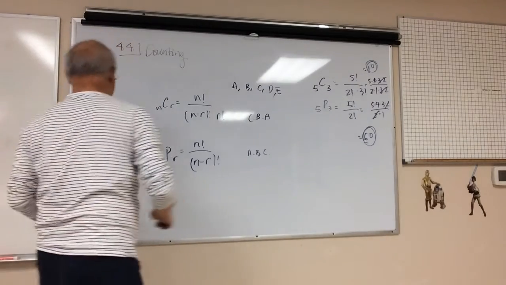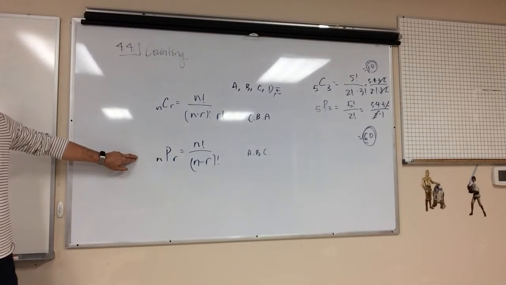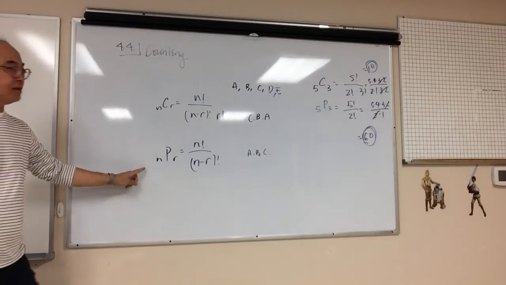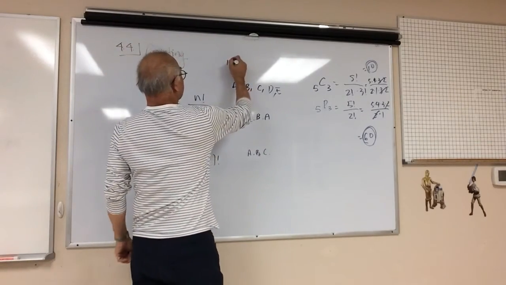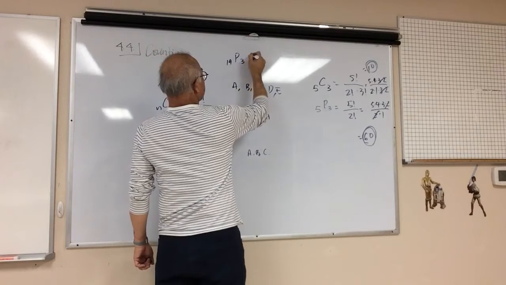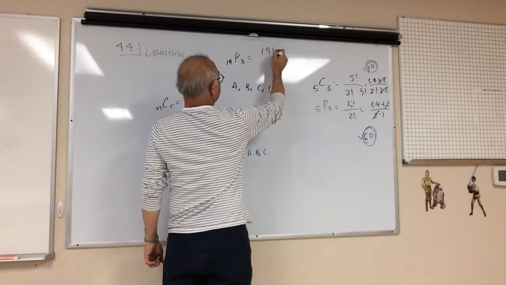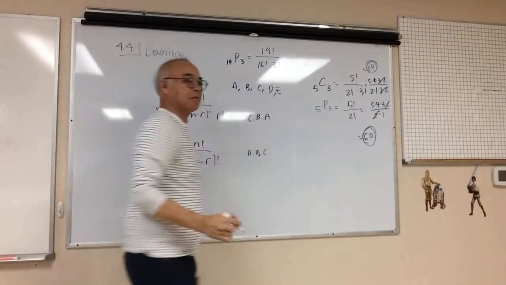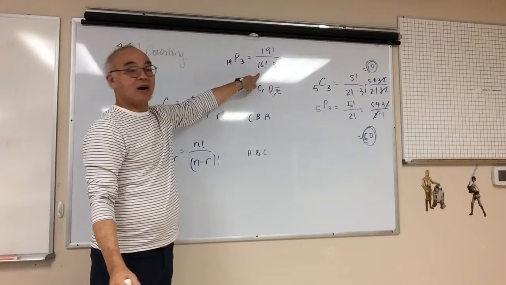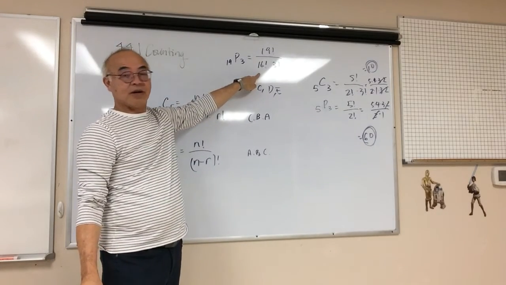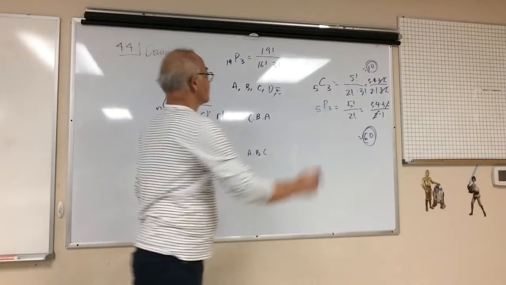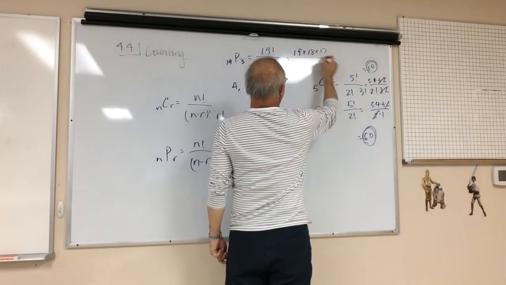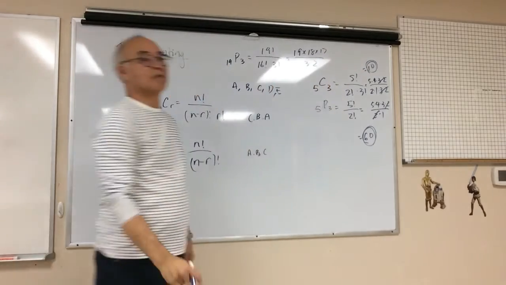So, was it this one or is it this one? Does the order matter here? Yeah, order matters. So which one is it? It's the bottom one, correct? So we're going 19 permutation 3. So it'll be 19 factorial over 16 factorial. N minus r, right? 19 minus 3 is 16. So this is the same as 19 times 18 times 17. Everybody see what I did there?